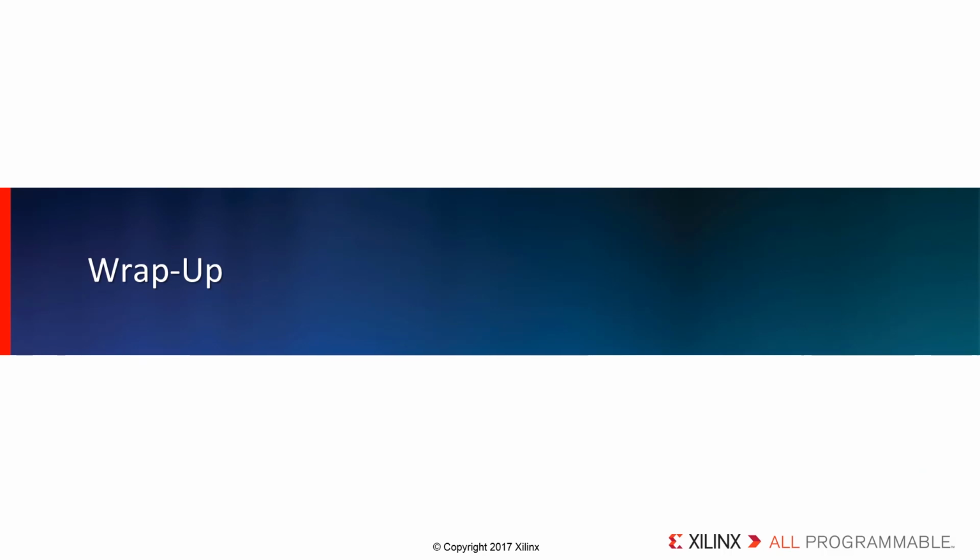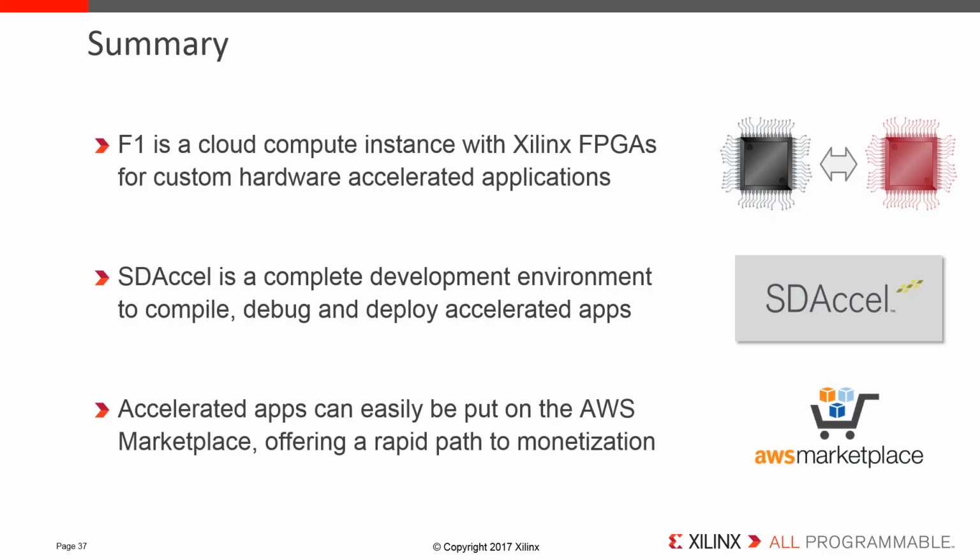We have completed our overview of the key steps of AFI creation and application development, and it's time to conclude this training module. To summarize, Amazon EC2 F1 is a compute instance with FPGAs that you can program and create custom hardware accelerations for your application. SDAccel is the development environment that will help you compile, debug, and deploy your accelerated app. You can then easily put your accelerated app on the AWS Marketplace offering a rapid path to monetization.